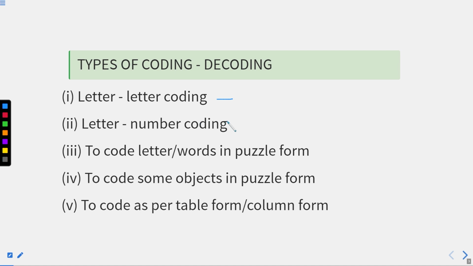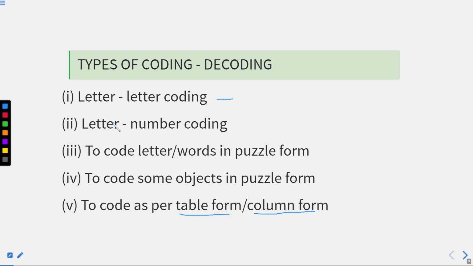The first one is A. We all know that A's place value is 1. In a similar manner, it goes till the last, that is Z. Z's place value is 26, right? And the third is to code a letter or a word in puzzled form. So we are going to get these kinds of questions as well. The fourth one is the code to some object in puzzled form. We have questions in the form of objects to code as per table form or column form. So we have both kinds of things, either in table form or in column form.